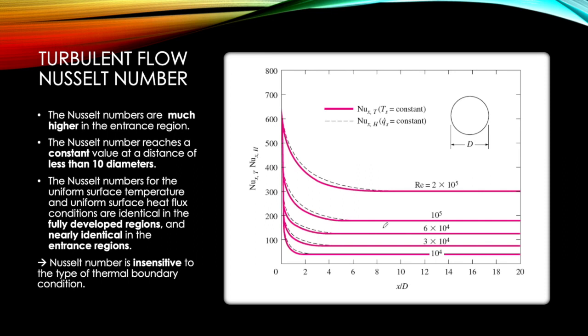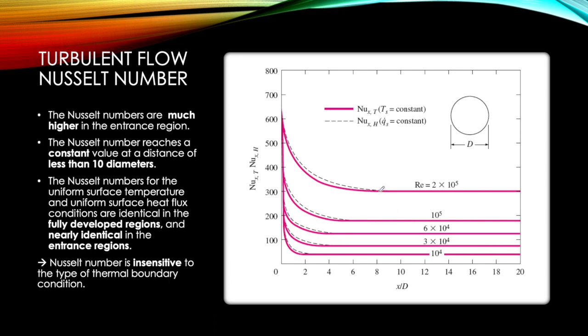So this figure represents the Nusselt number for a turbulent flow. The Nusselt numbers are much higher in the entrance region. As we can see here, the Nusselt number is higher for a higher Reynolds number. As the Reynolds number increases, the Nusselt number will be higher. It will depend on the Reynolds number for the entrance region. The Nusselt number for uniform surface temperature and uniform surface heat flux conditions are identical in the fully developed region and nearly identical in the entrance region.